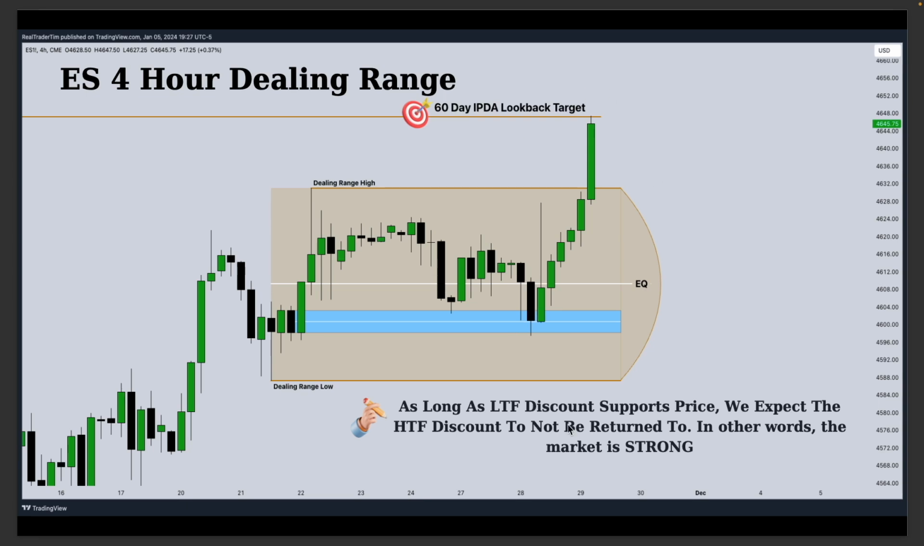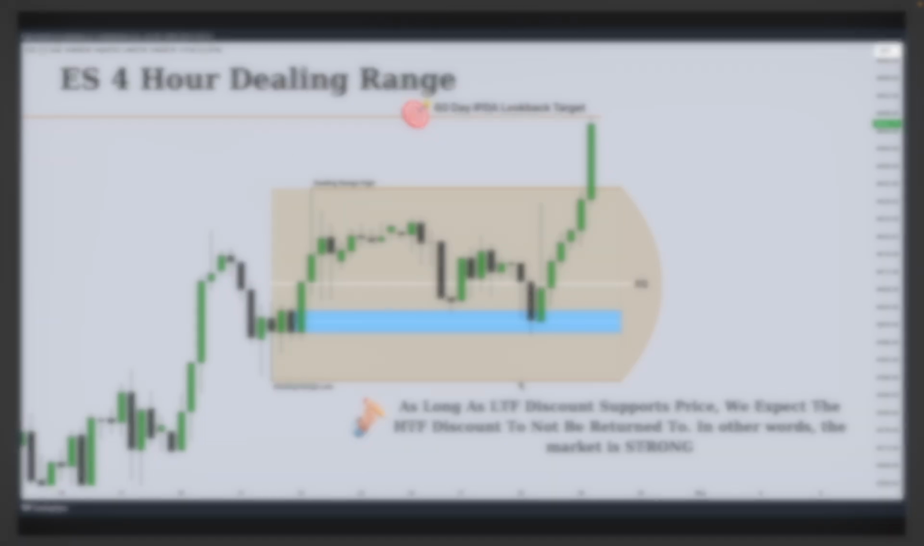So I hope you guys can start to see we're just repeating this process over and over and over again with real logic. And to reiterate, as long as this 4-hour dealing range supports price, we're assuming that we're not returning lower to our daily dealing range or our weekly dealing range discount levels. And we can really start to gauge true strength in the market by just understanding dealing ranges and algorithmic signatures.